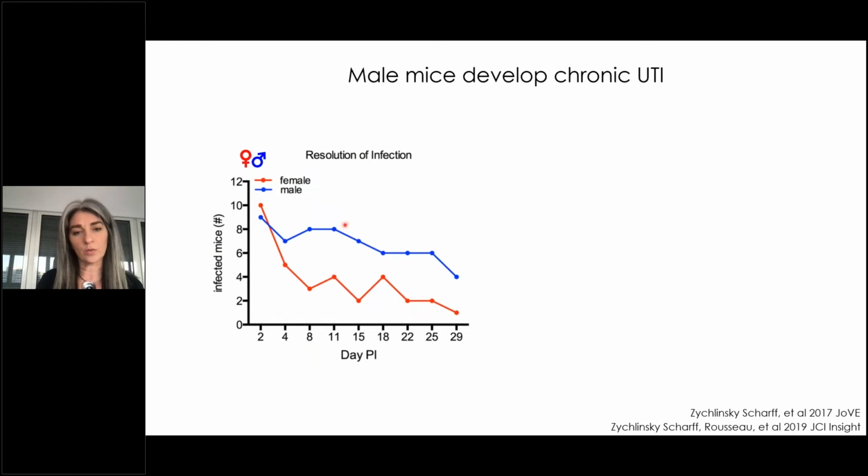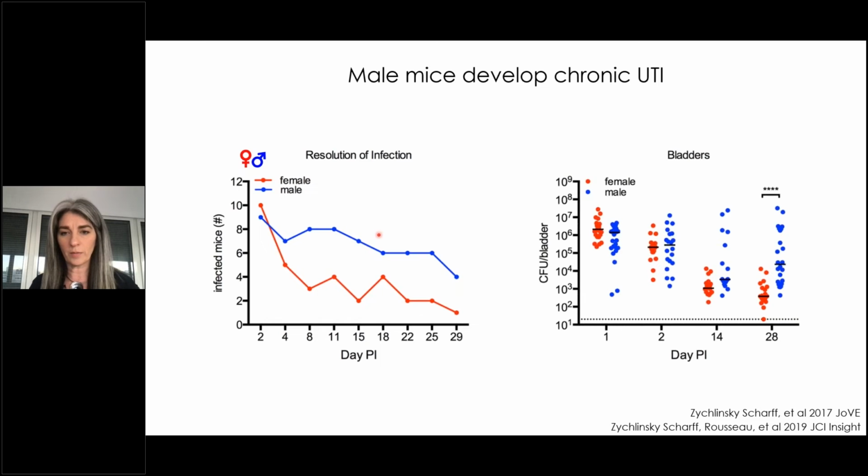And when the bacteria were gone, then we considered the animals to be resolved. And what you see here is female mice resolve their infection spontaneously over time, whereas male animals stay infected. What I'm showing you here is where about 50% of our male animals stay infected, but we have experiments where up to 100% of the males are infected for the entire length of the experiment.